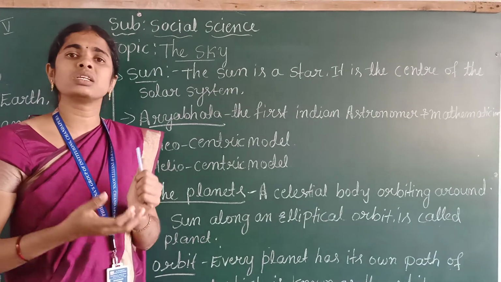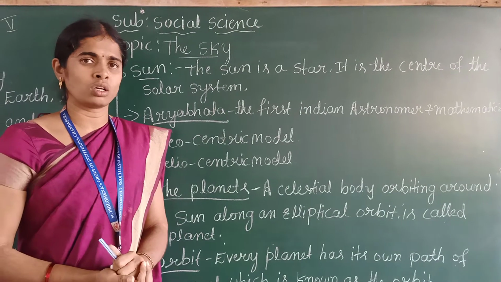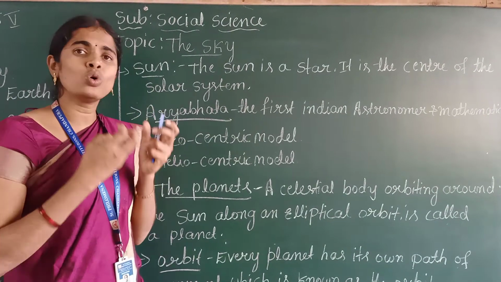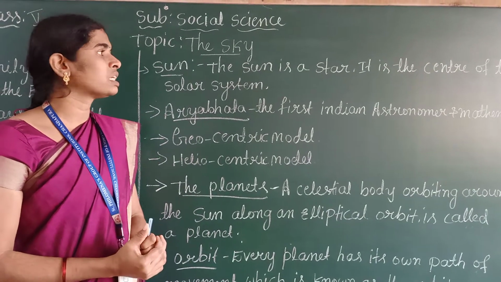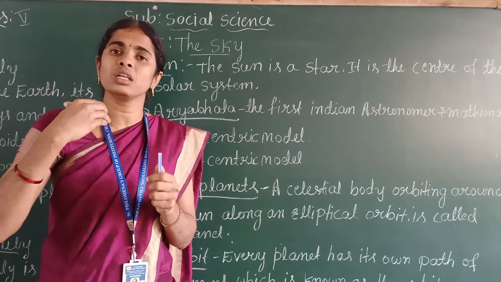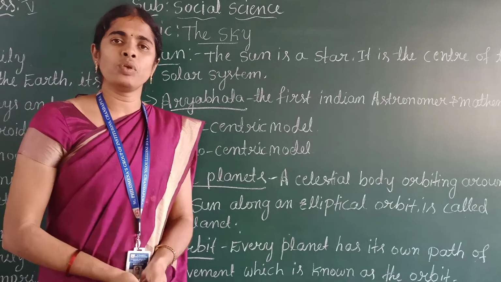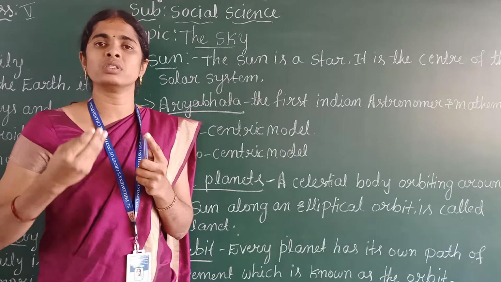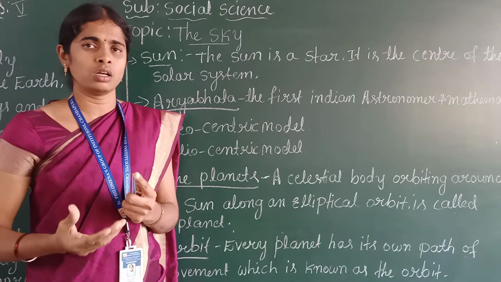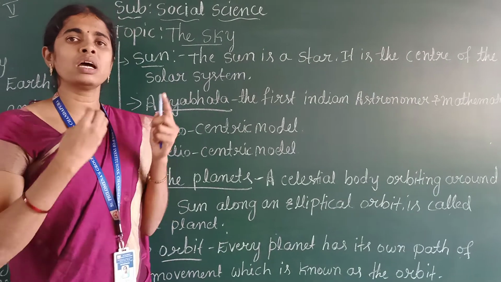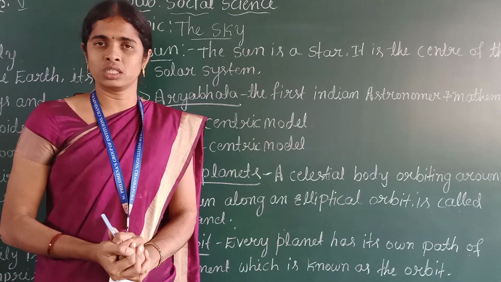The sun is nearer to the earth than any other star. That's why it looks bigger and brighter than any other star. And the sun gives us light and heat, which is very essential for all living beings, for plants, birds, animals. Every living being needs heat and light that is provided by the sun. The sun is the center of the solar system.